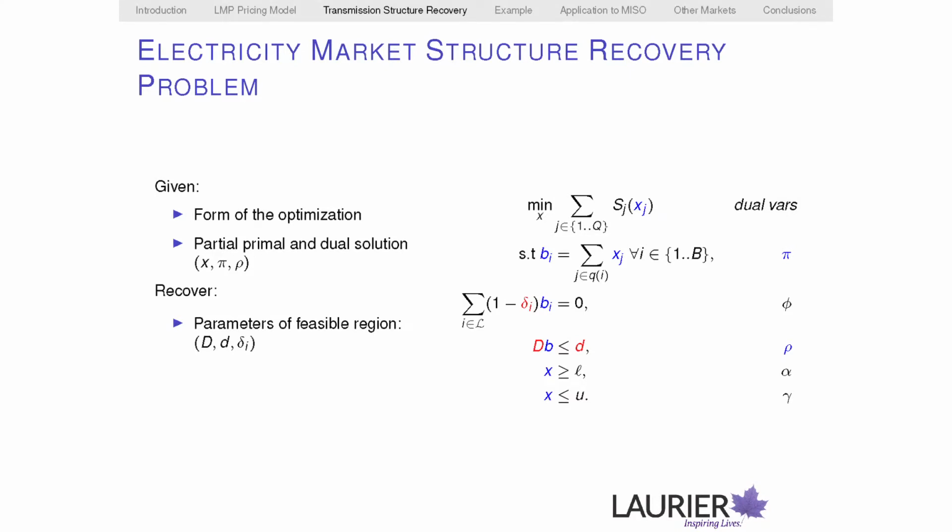So what are we interested in doing here? We know this form of the optimization. We have that information. And we know the partial primal and dual solutions. MISO is also kind enough to announce this rho here, which is essentially the transmission price. So in a competitive market, that would be the price that would be paid to a particular transmission line.